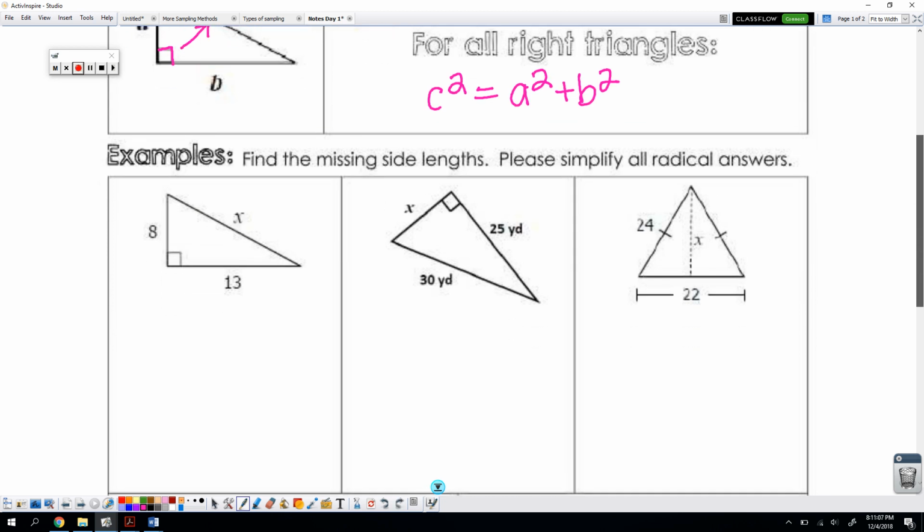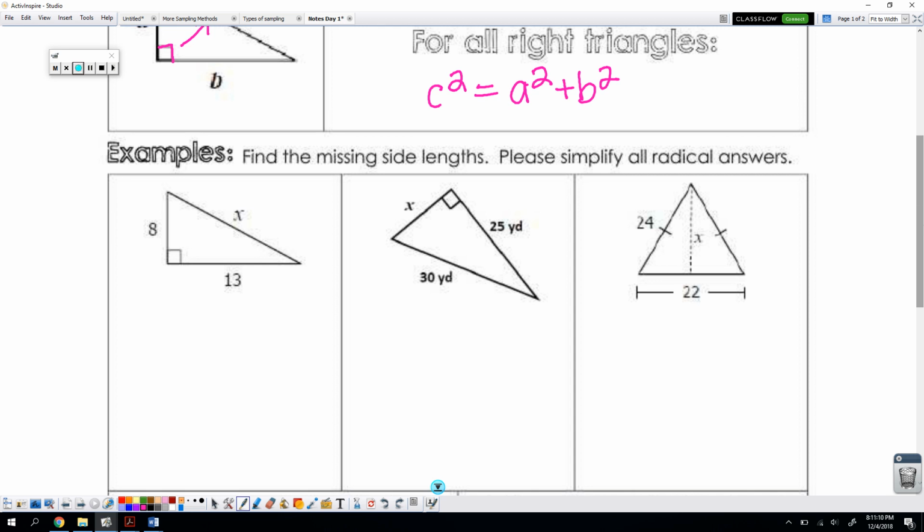So we have three examples here. It says find the missing side length. So what we're going to do is we're going to label. First we're going to find the hypotenuse. So here's my right angle, directly across, that's our C. Now the other two are absolutely interchangeable. So A and B, it doesn't matter which one you choose to be which. So we'll call this one A and this one B.